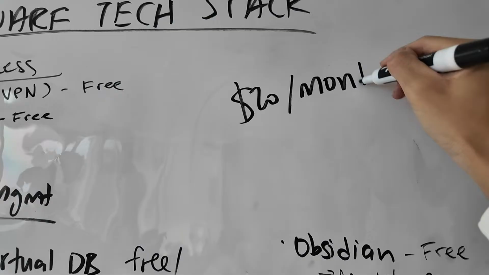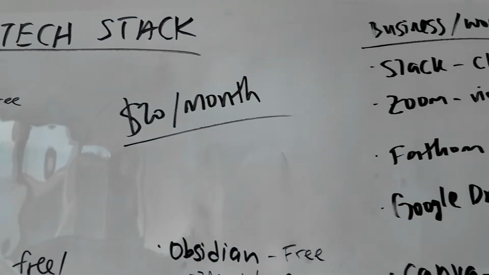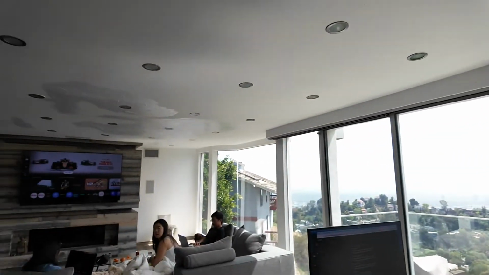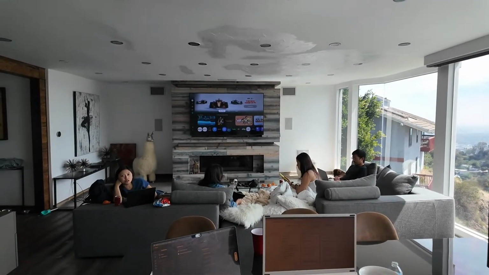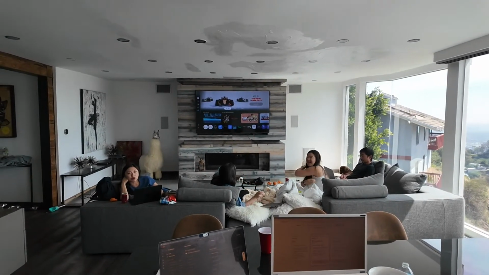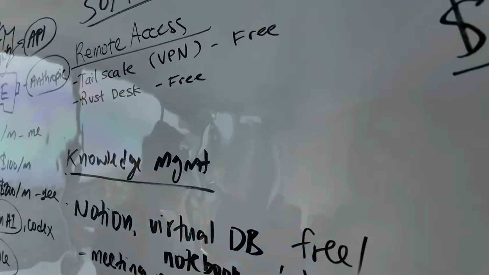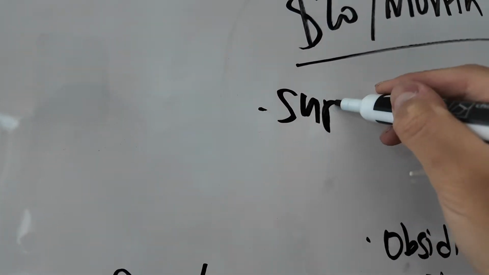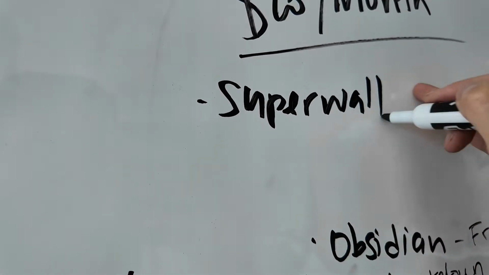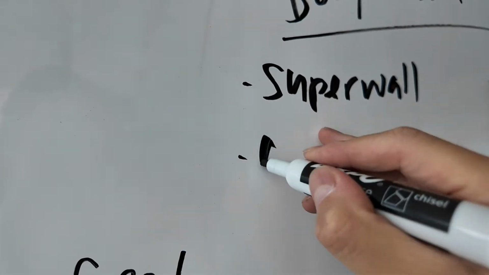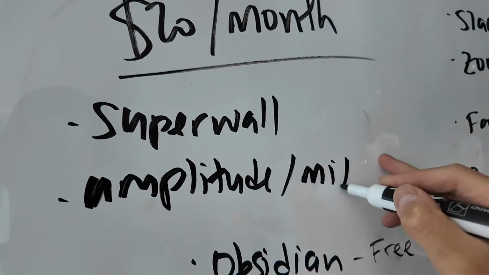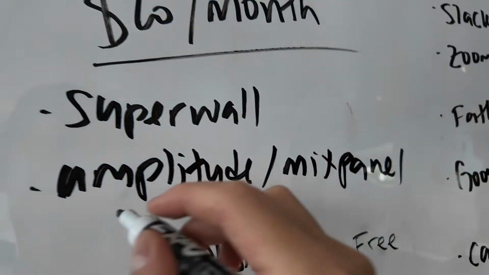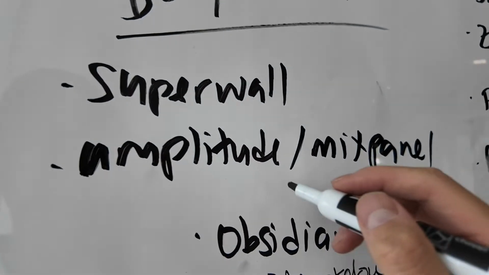There's a few that are focused on app development, but I don't know if you guys care about that for your audience. Superwall is a good one to test out different rate cards and stuff. I think Brian mentioned that one. Obviously, Amplitude and Mixpanel for product analytics.